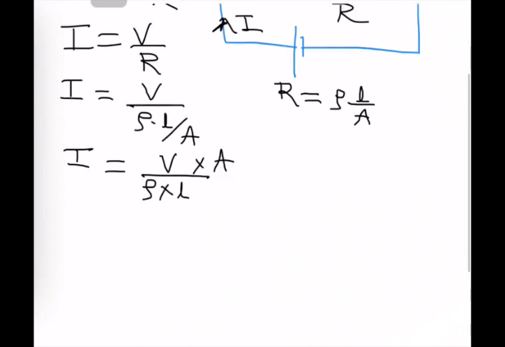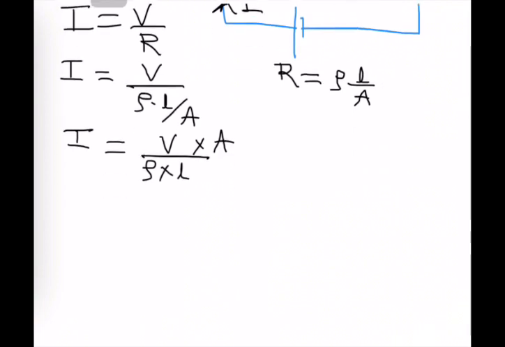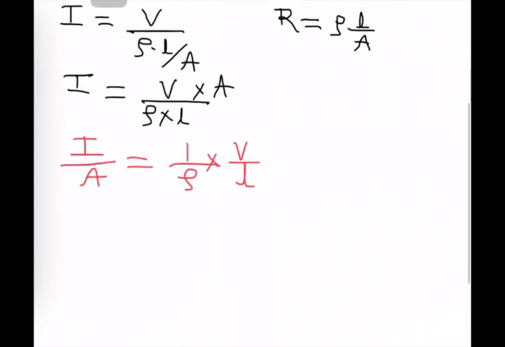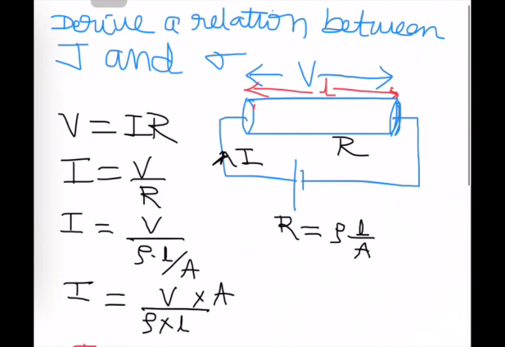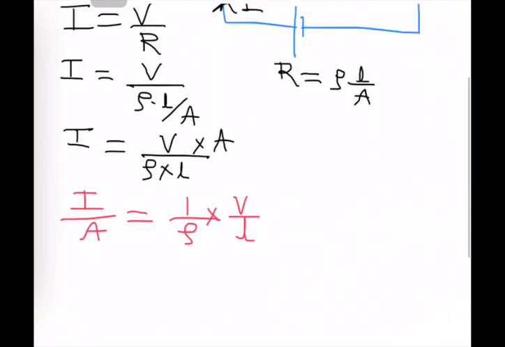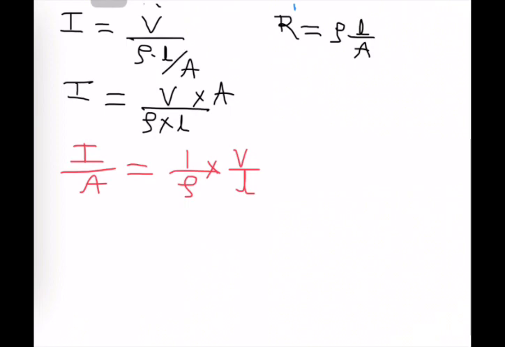Now cross multiply the area of cross section to the left hand side. So I by A is equal to 1 by rho into V by L. What is the current by area of cross section? Let A be the area of cross section of this wire. Current by area, J, is called current density.